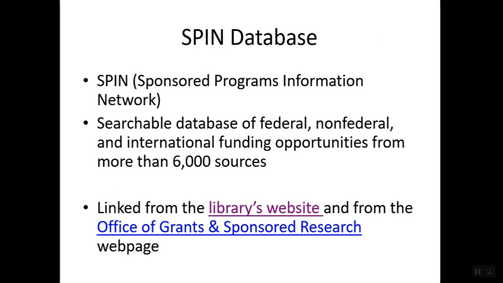Let's start with SPIN, which allows you to search for federal, non-federal, and even international funding opportunities from many sources. And with SPIN, you can search for grants that match your research criteria. You can also set up automated email alerts to notify you about new funding opportunities based on your preferences and your search parameters. SPIN is linked from the library's website and also from the Office of Grants and Sponsored Research, but I'm going to show you how to access it from the library.